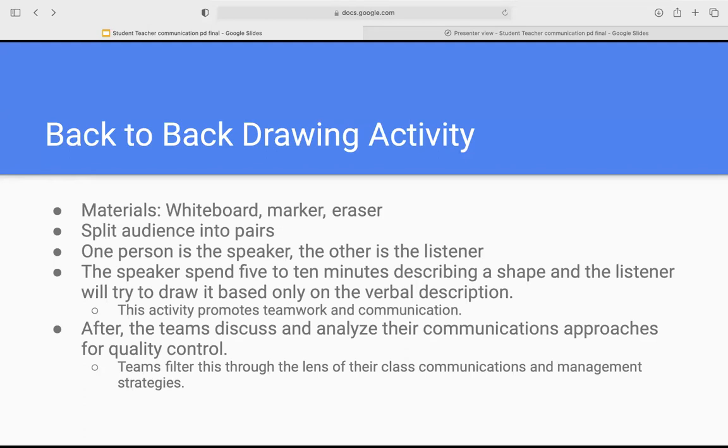Using only the voice, the speaker will describe it, and using only their ears, the listener will try to draw it. Afterwards, we will discuss and analyze our strategies for communication. Not only this, we'll be able to filter this activity through our day-to-day interactions with our students. In doing so, the import of effective communication is highlighted, and we can see what changes we may need to make in the pressurized classroom environment. As we know, it's a fast-moving environment.